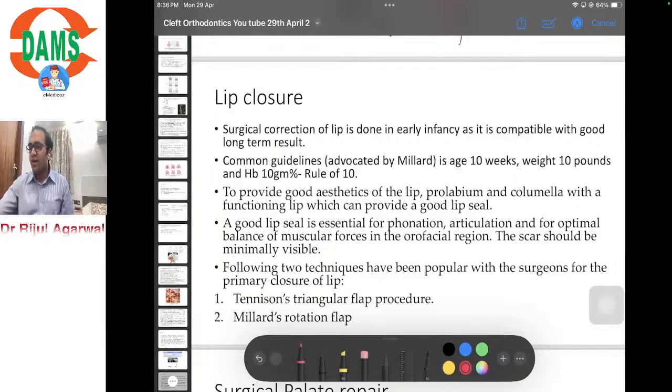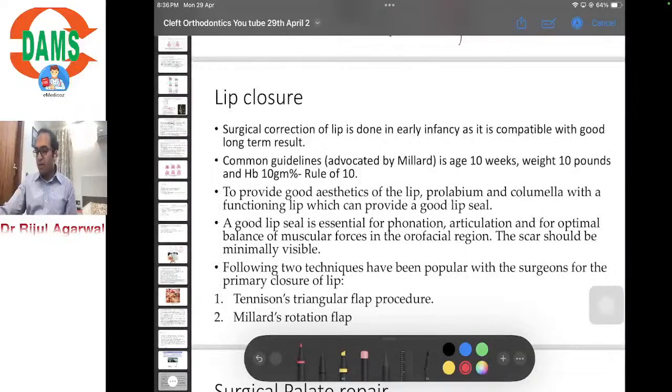These guidelines were advocated by Millard, that is the rule of 10: 10 weeks of age, 10 pounds of weight, and hemoglobin should be 10 gram %. The aim is to provide good aesthetics of the lip, prolabium and the columella with a functional lip which can provide a good lip seal. As I've already told you, it's important for articulation, phonation and optimal balance of the muscular forces.